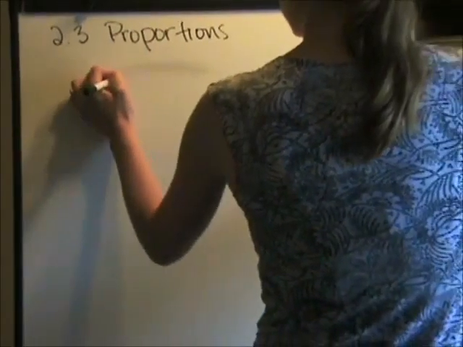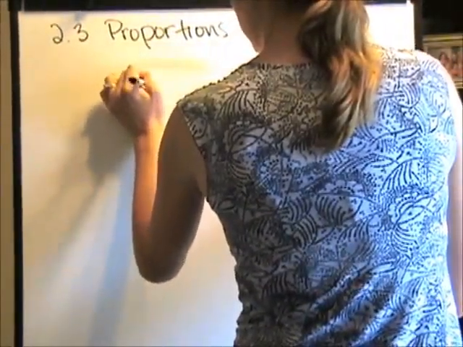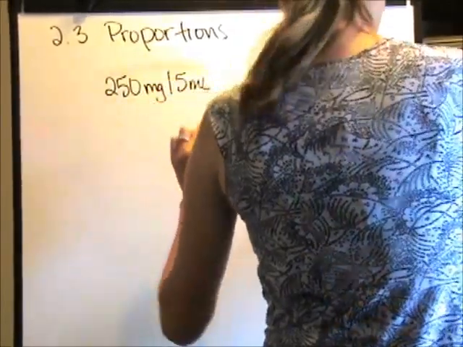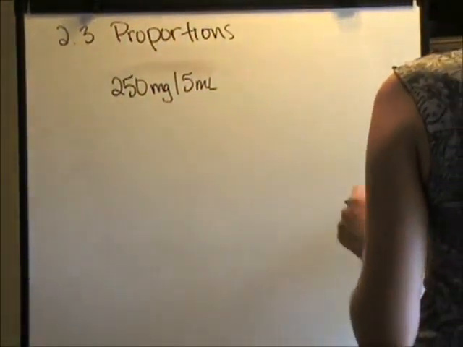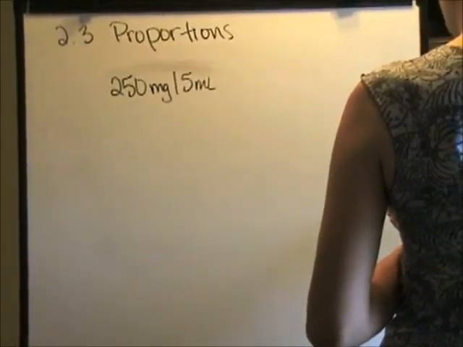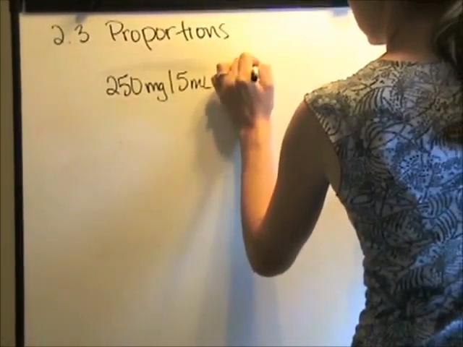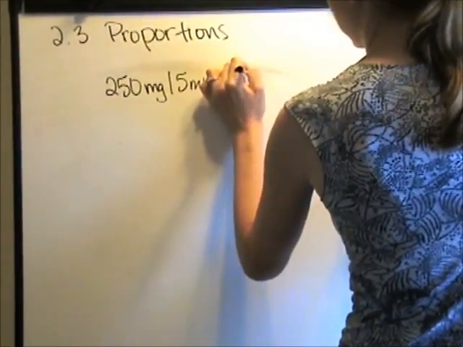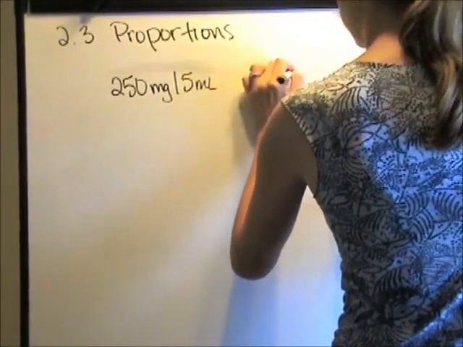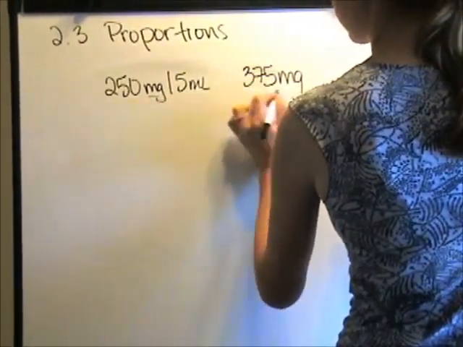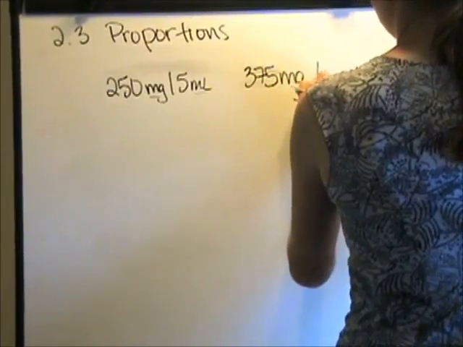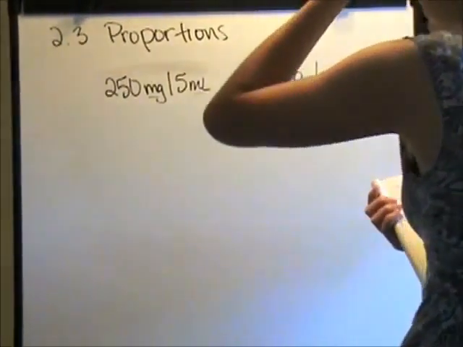If we look at the example on page 45, example 2.3.2, we'll see that a drug is available as 250 milligrams per 5 ml. What we're trying to find is how many milliliters represent a dose of 375 milligrams. We've got milligrams here, but we are missing our 4th variable, which is going to be milliliters. So that's going to be X.